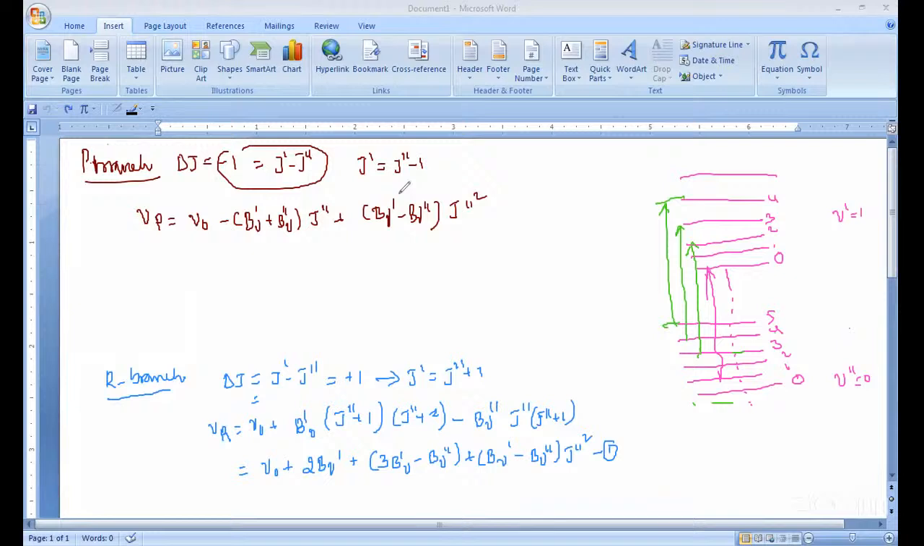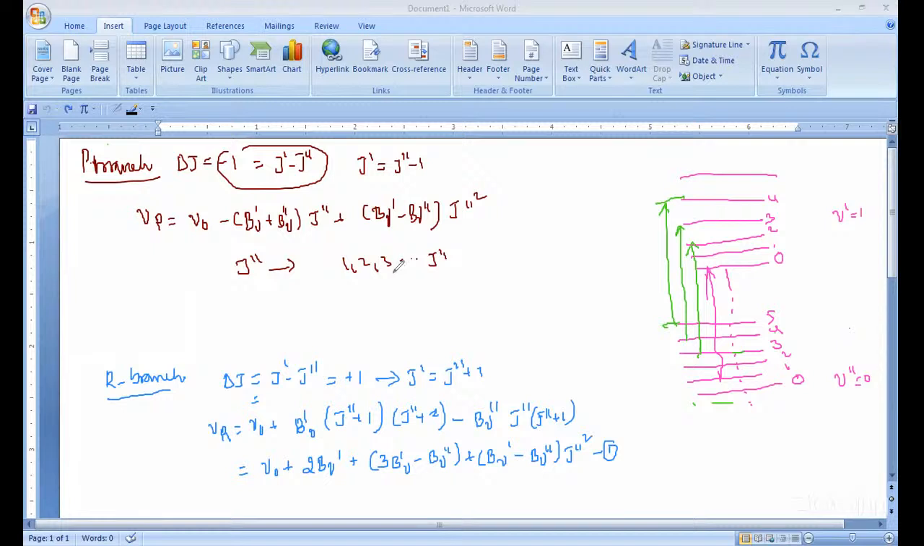Okay. So J double dash is the lower rotational quantum number, and J dash is the upper rotational quantum number we have. J double dash can take the values 1, 2, 3 and so on. Okay. And it cannot be 0.